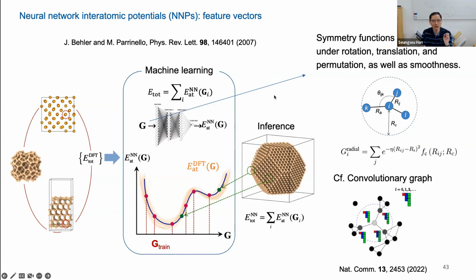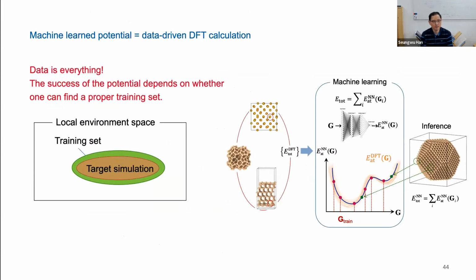Okay, so I think that they are very smart in proposing such a symmetric function and using it as an input feature of this atomic energy. Anyway, it works. It works very, very successfully in many examples. Not everything is perfect, but here the caveat is that this machine learning potential is actually data-driven DFT calculation. Therefore, data is everything. The accuracy of the potential depends on whether we can find a training set, right?